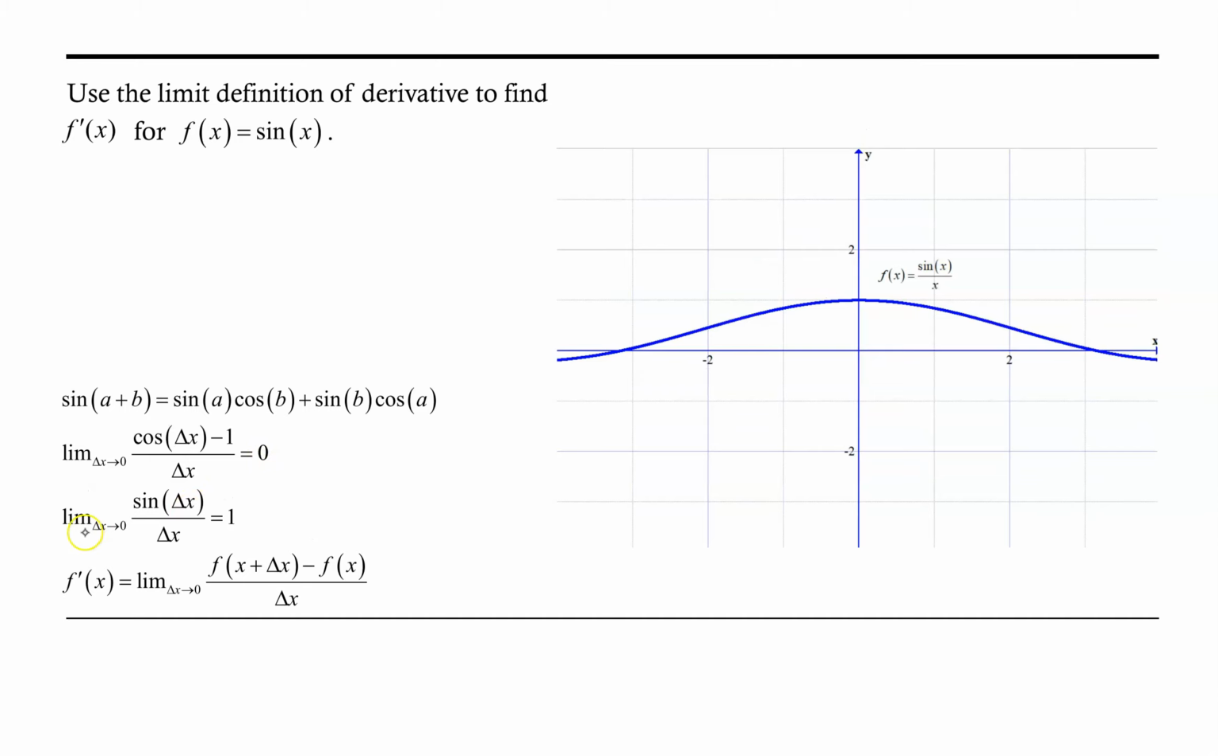Now we will also need the limit as delta x goes to 0 of sine of delta x over delta x equals 1. As before, here on the right we have a graph of the function sine of x over x. We can see that as x approaches 0, our y values are in fact approaching 1. So you should be fairly well convinced of this limit. And lastly, we will need the limit definition of derivative. So let's go ahead and see how this works.